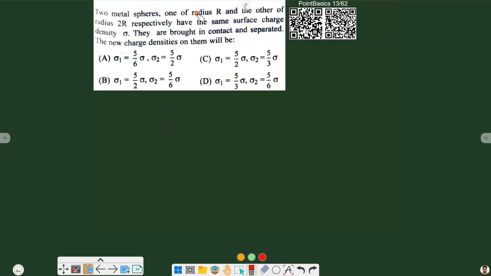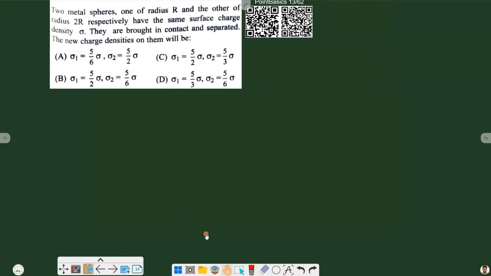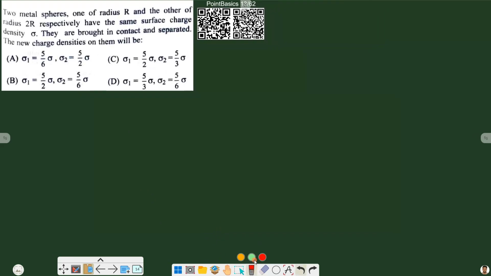Two metal spheres, one of radius r and another of radius 2r respectively, have the same surface charge density sigma. They are brought in contact and then separated. Find the new charge densities of them. So let's solve this. Suppose this is the first sphere of radius r and this is the second of radius 2r. Initially they have the same surface density, sigma.